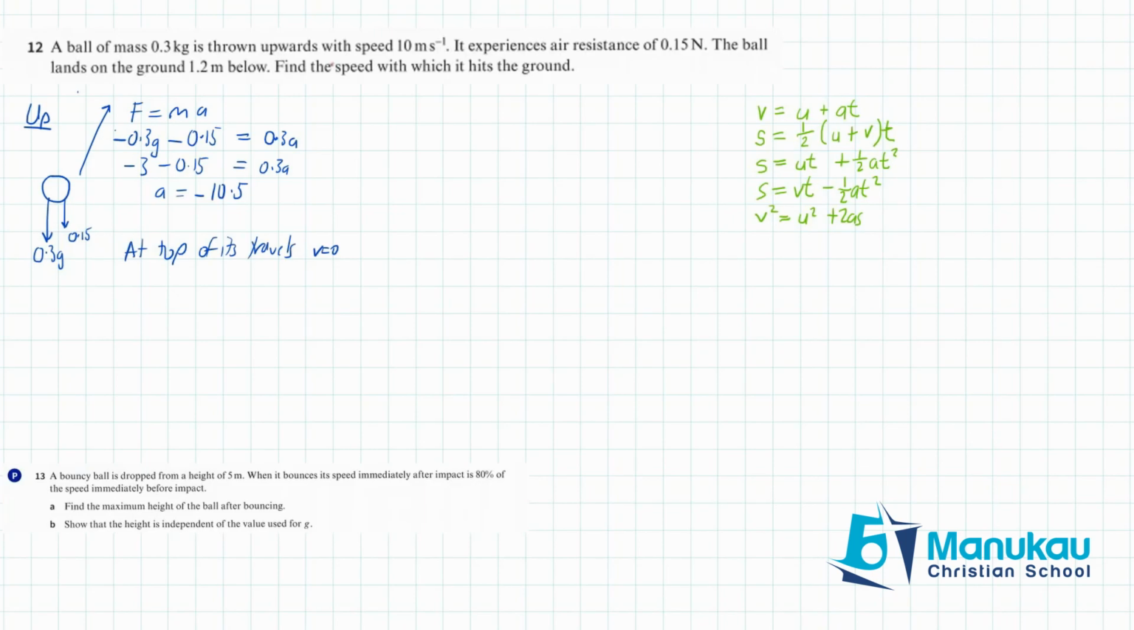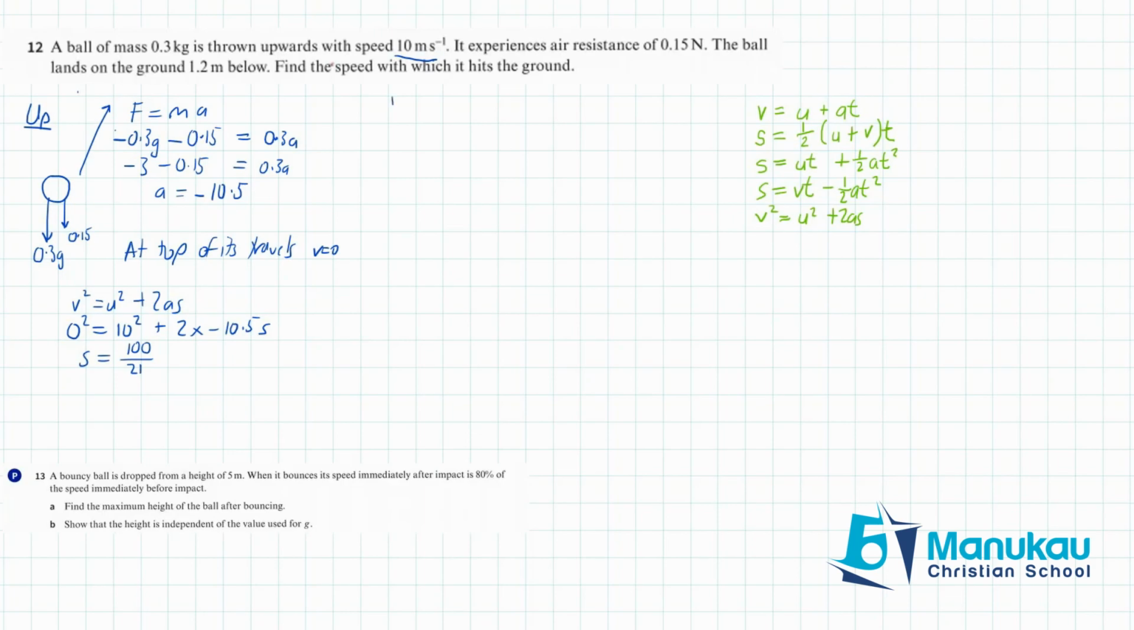So I'm going to use v squared is equal to u squared plus 2as. Now I know v squared will be 0. My initial speed according to the question was 10, so 10 squared plus 2, and I know my acceleration is negative 10.5, and now I can find s. I rearrange my formula and I get s is equal to 100 over 21. Alright, so that's how far it's travelled up.